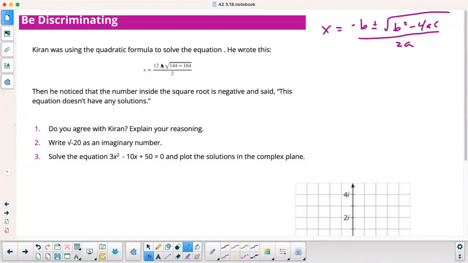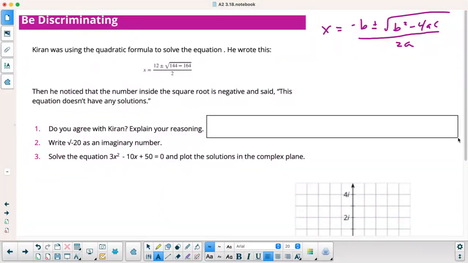Okay, so I think b is going to be 12. Looks like a is 1. And then I don't know what c is. c is something. So he noticed that the number inside the square root is negative and said this equation doesn't have any solutions. Do you agree with Kieran? Explain your reasoning. Well, here's what I would say to Kieran here.